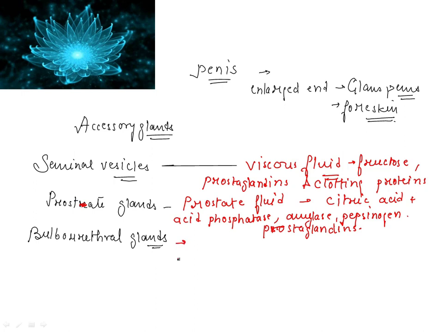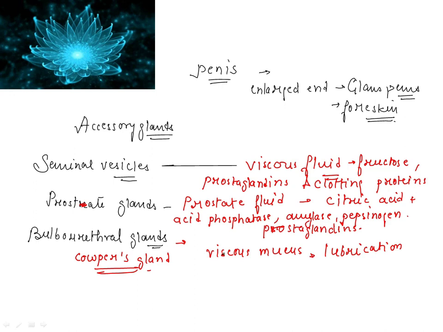The bulbourethral glands, also called Cowper's glands, are there for the lubrication of the penis. They secrete a clear viscous mucus, which has the function of lubrication. The alkaline fluid of the bulbourethral gland neutralizes the acids from the urine in the urethra. So these are the secretions of the accessory glands, which play a very significant role in the male reproductive system.